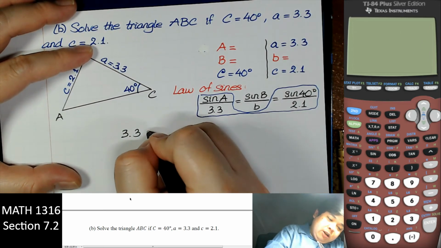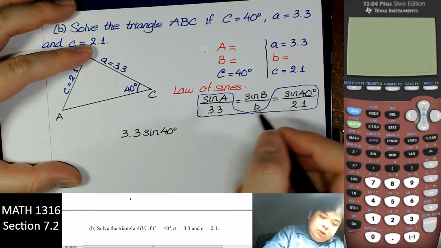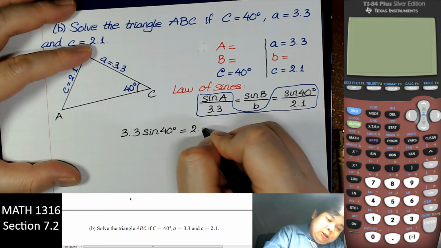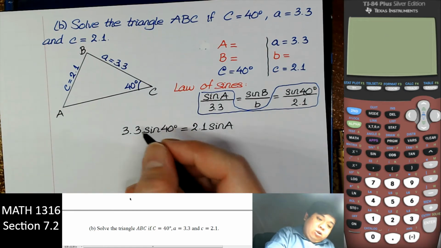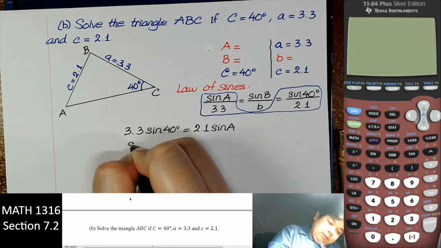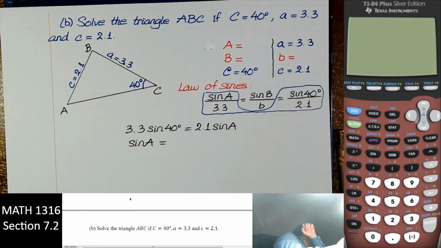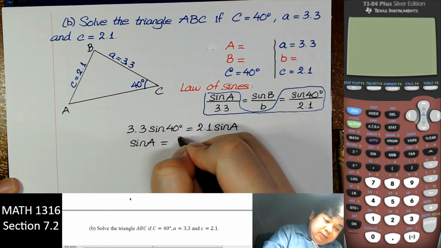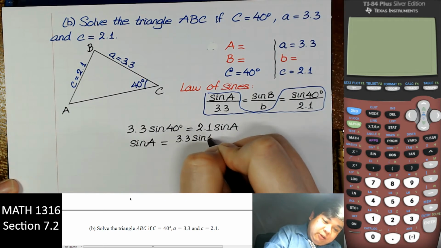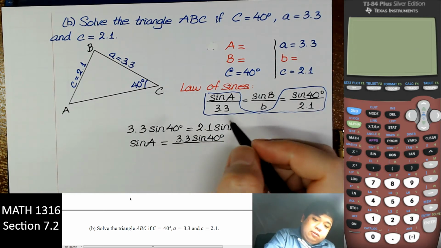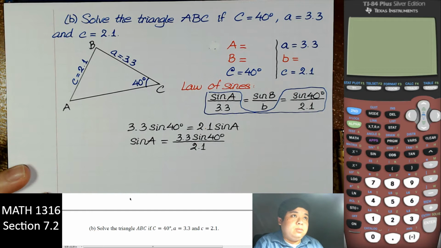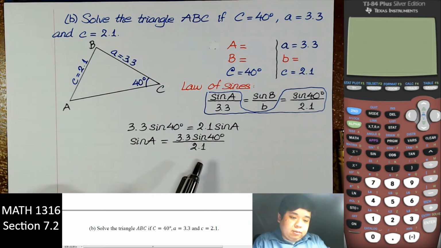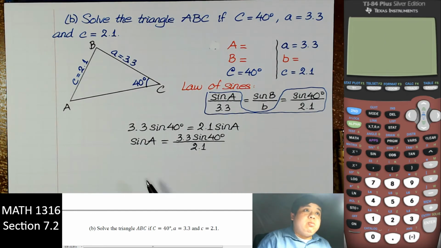3.3 sine of 40 degrees equals 2.1 sine A. And then we can solve for sine A. Sine A equals 3.3 sine of 40 degrees divided by 2.1. And then we just solve for that.